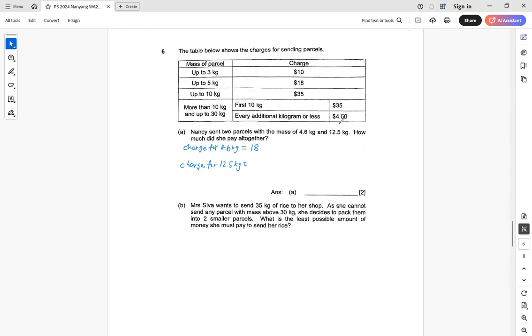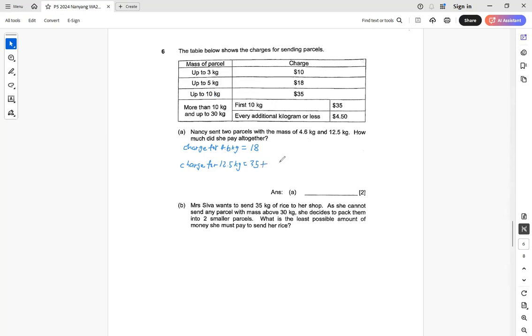Okay, for this second parcel, you see this is not in the third category because it is more than 10 already. We have to look at the last category, which is more than 10 and up to 30. So first thing, we know that there's this 10 kg that we have to consider, which is $35 already. So if we take away 10 kg, it leaves us with 2.5 kg. Take a look here. It says every additional kg or less. So this 2.5 kg, yes, there's 2 kg. But then this 0.5, we also have to count it as another kg because it says or less. So technically, this 2.5 kg, we are paying the price for 3 kg.